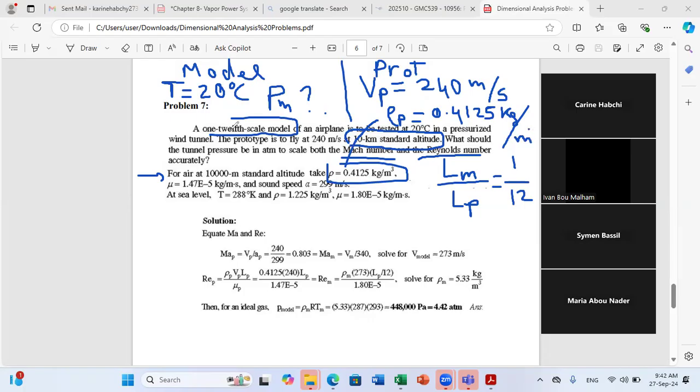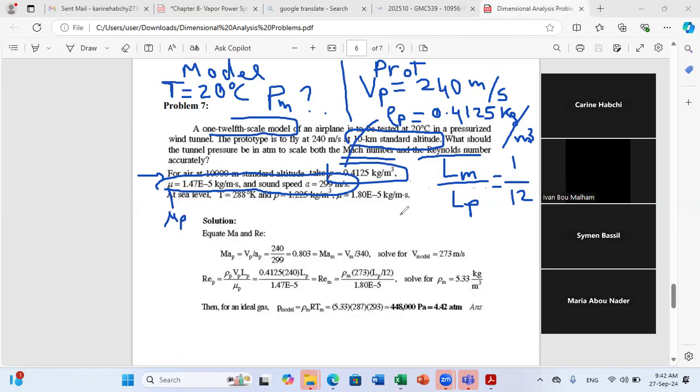While for the model, we have sea level conditions. And for the prototype, you don't only need rho. Whenever you have a fluid, you can search for all values required: the density, the viscosity, the sound speed. All of these we get from a table. So we know also mu prototype, and this is the sound speed.